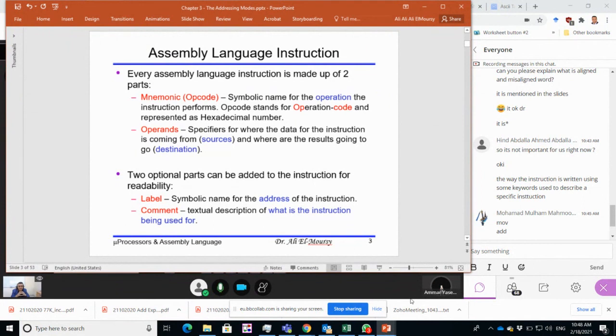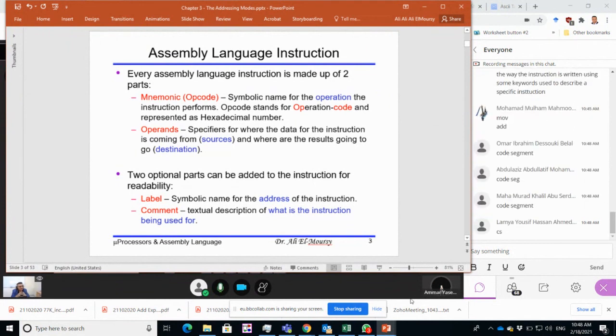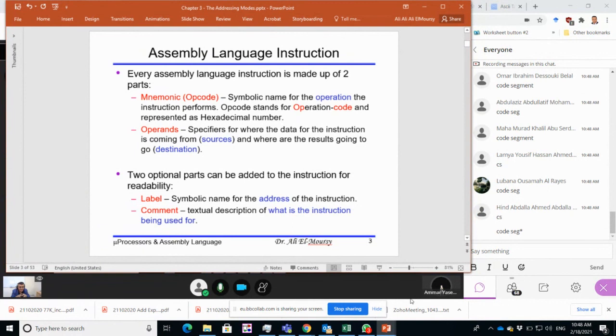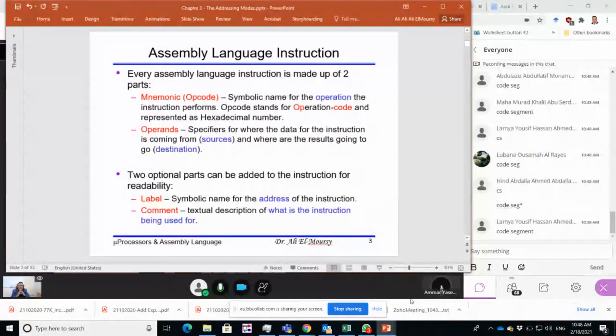The address of the instruction is an address in the code segment. And nobody say CS, because CS is the starting of the segment. So the address here means the offset inside the code segment. When I say instruction address, I mean the offset inside the code segment. Which register carries the offset of the instruction in the code segment?